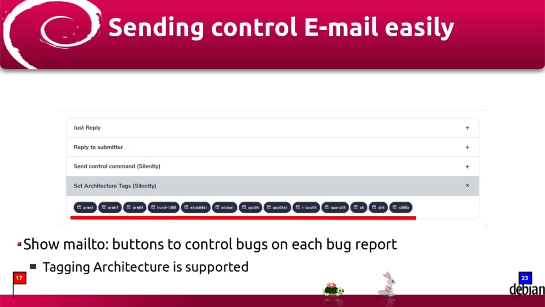The second use case is sending control email easily. On every bug report page, it contains mailto buttons to control bugs. If you click these buttons, it launches your email client. In this case, you can send a control email for tagging an architecture on a bug report.